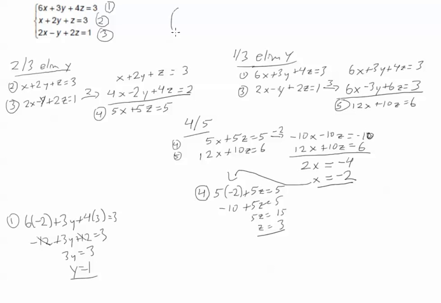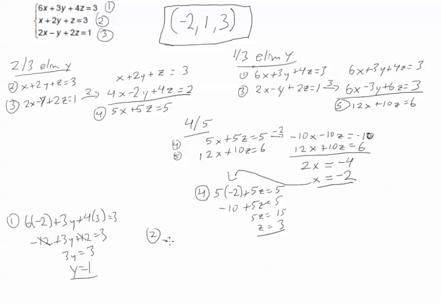So it looks like I have a solution of negative 2, 1, 3. Now I want to check my solution. I'll go to the other two equations that I have. Let's go over to number 2 here. We'll plug these values in really quick.